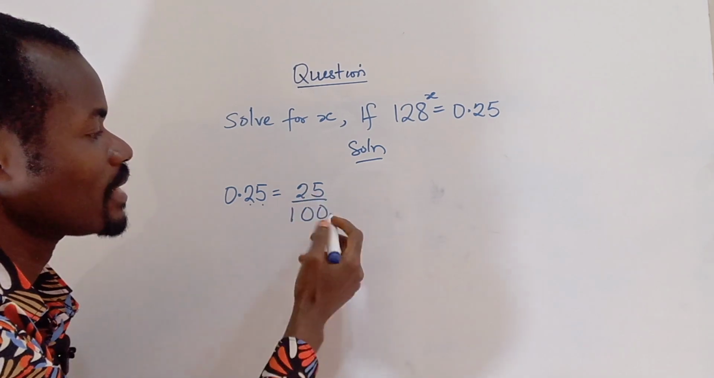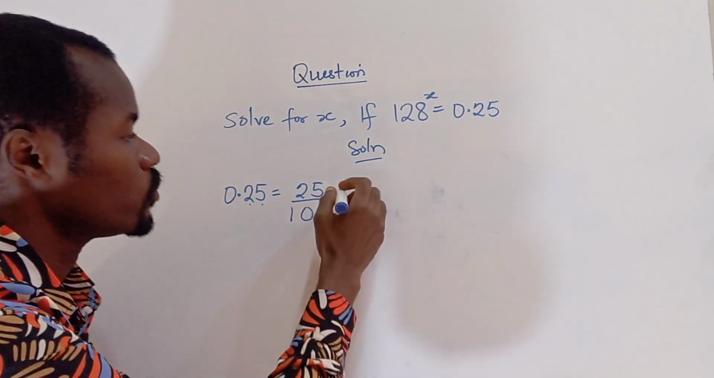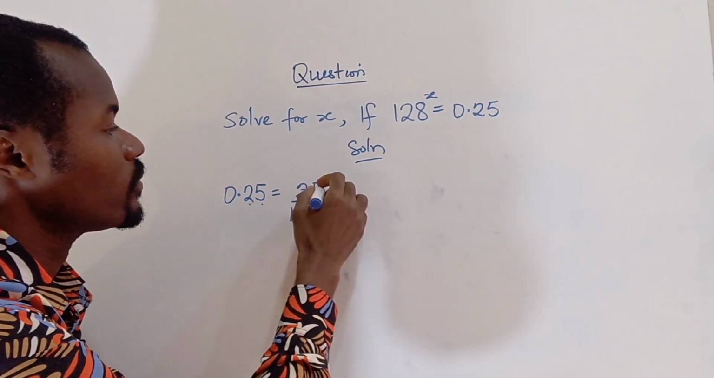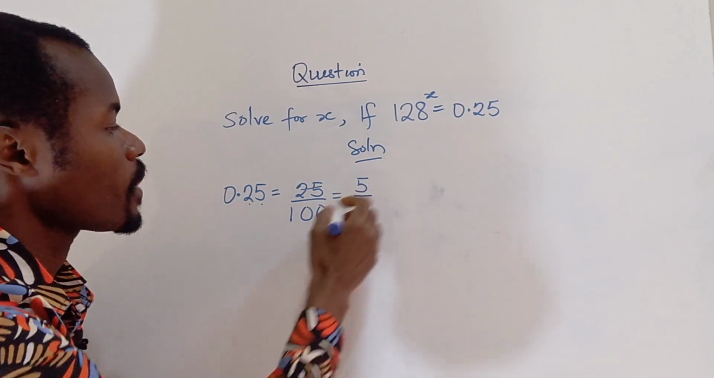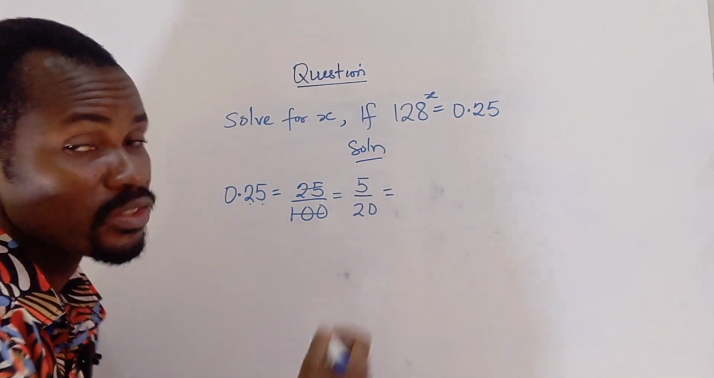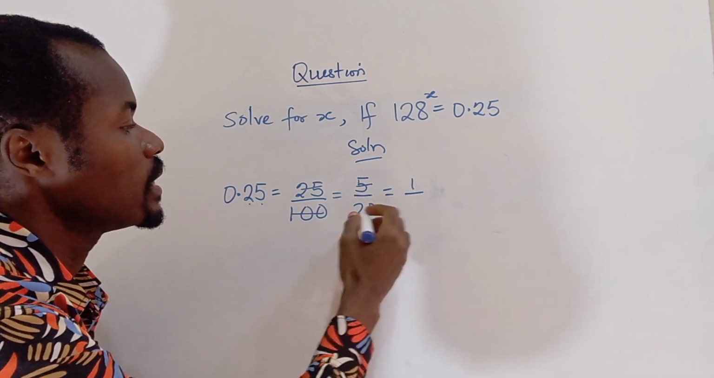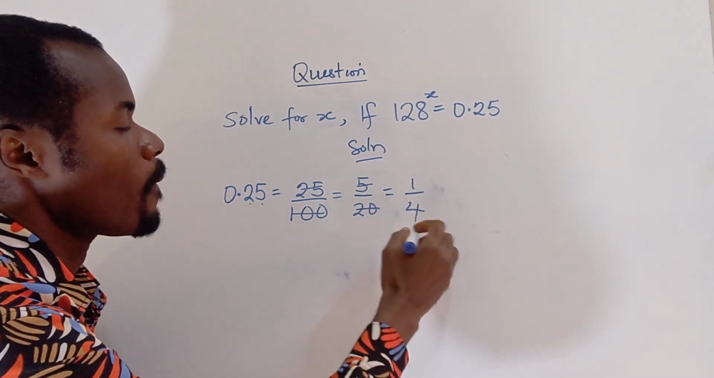Now we can reduce this. I can see that 5 can divide both 25 and 100. So 5 into 25 is 5, and 5 into 100 is 20. We can still reduce it one more step. So 5 into 5 is 1, and 5 into 20 is 4.